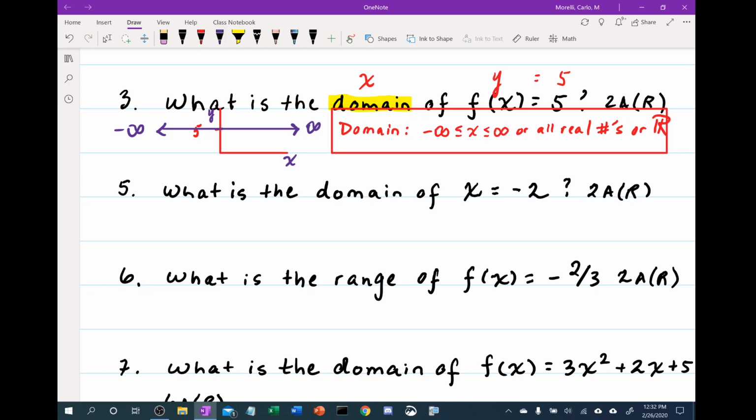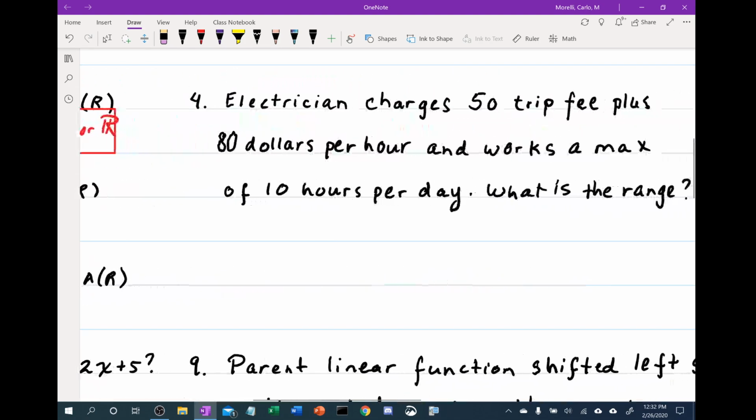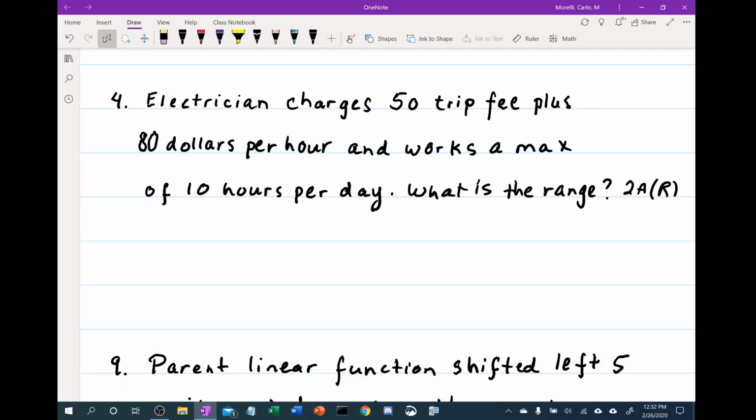How about that? Was that hard? No, that's all right. Now, number 4, a little bit of a different question. Let's think about this. Don't think about it like math. Think about it like you're the guy, or the girl. You're the electrician. Do you guys know what a trip fee is? What is a trip fee? It's the base fee you're going to pay this person to come out to your house. It doesn't matter if they have to flip a breaker or rewire the house. You're going to pay that base fee for them to come out. Even to give you a quote, sometimes they're going to charge you a trip fee.